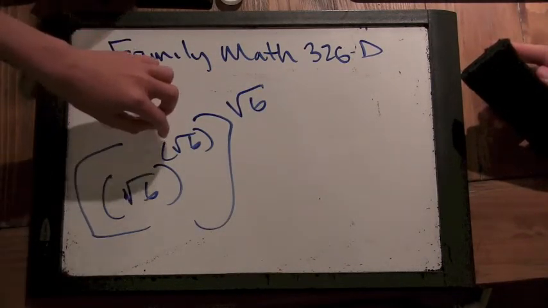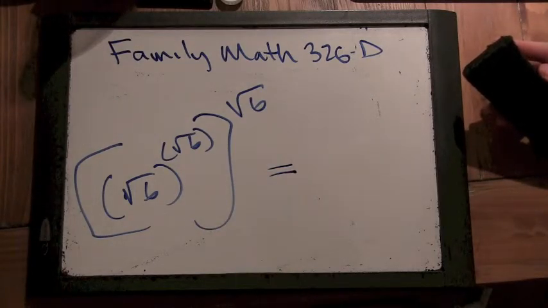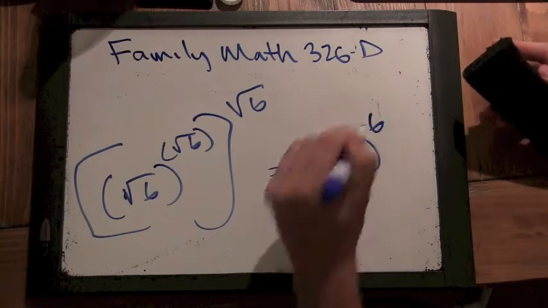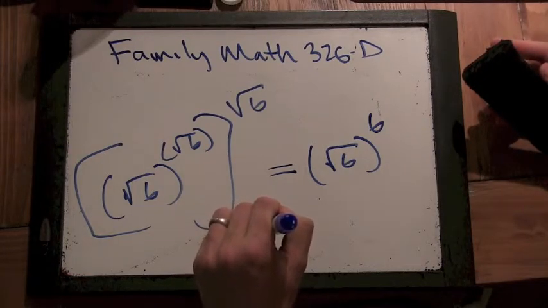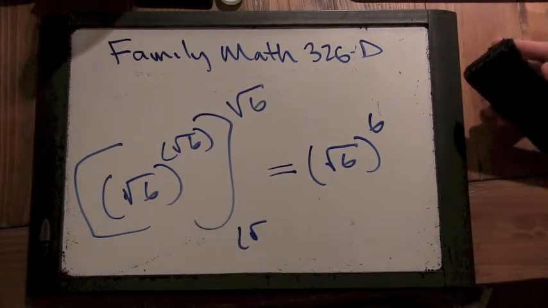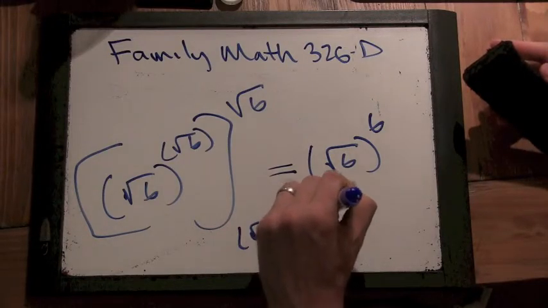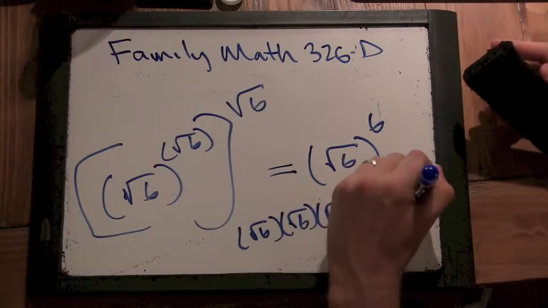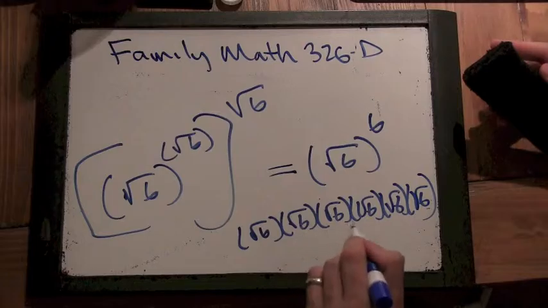Well, square root of 6 times square root of 6 is 6. Okay, so what does this simplify to be? Square root of 6 to the 6. And then we can put square root of 6 times square root of 6 times square root of 6. How many times are we multiplying there? 6 times. Okay, 1, 2, 3, 4, 5, 6.